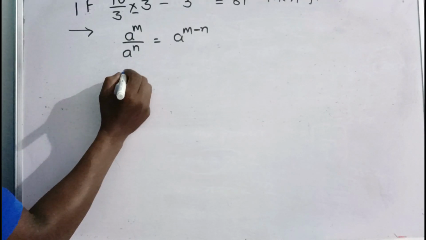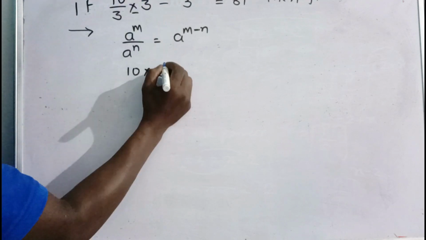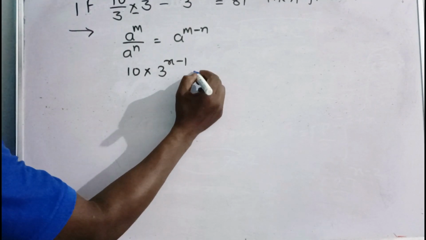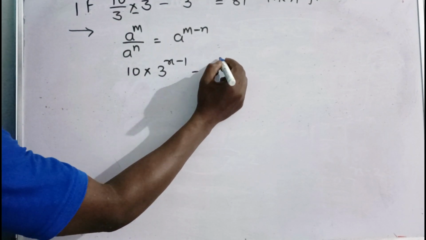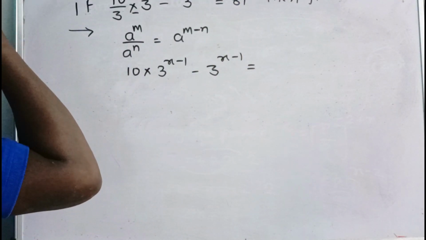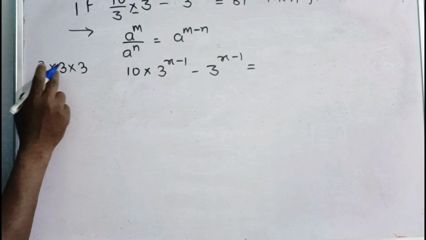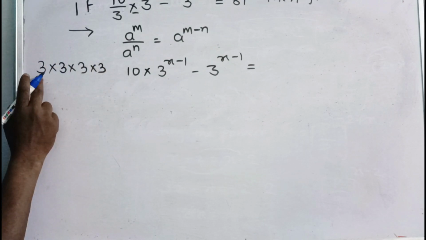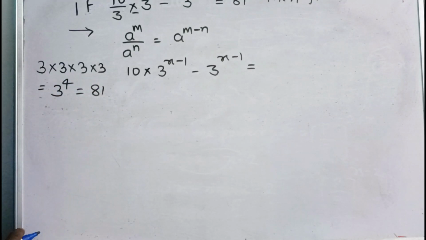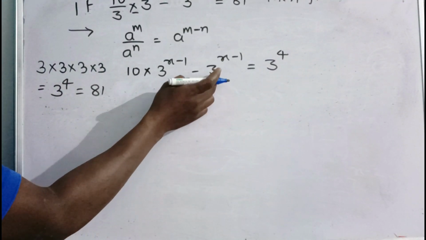अंडरस्टैंड? नाउ 10 into 3 raised to the power x minus 1, यहाँ पर कुछ नहीं है मतलब 1 रहेगा, माइनस 3 raised to the power x minus 1 is equal to what is 81? 3 into 3 into 3 into 3, that is 3 raised to the power 4 is nothing but 81, that is 3 raised to the power 4. अब क्या होगा?